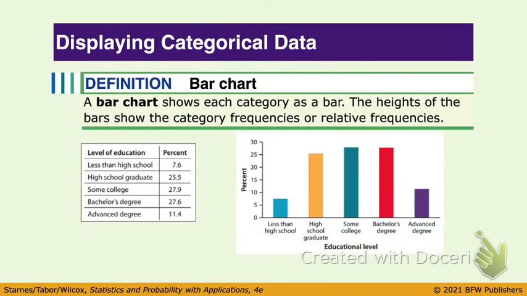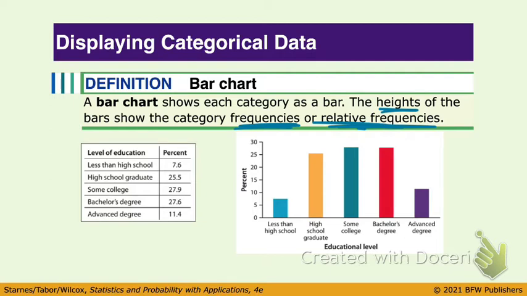So a bar chart is going to show each category with a bar. The heights of the bars show the frequency or the relative frequency. So a bar chart can actually have percents or counts. It can be either one. So a bar chart is going to show each category as a bar. The height is either the frequency or the relative frequency. So your y-axis can either be counts or frequencies, or it can be percentages.